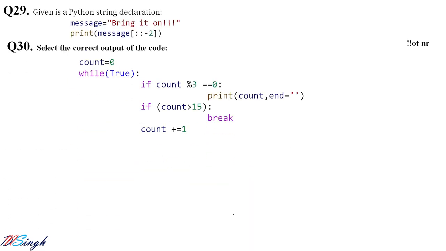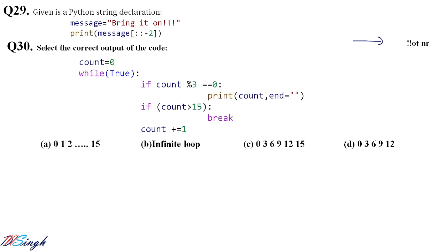Let us go for the next question. Again slicing you will have. There is an answer, you can go for it, and it is a very simple one. Let us see this one. While true, infinite loop, and if count mod 3 is equal to 0, what will be the output? If count is greater than 15, then break. One thing is sure, we are going to update the count one by one, and it will reach 15 at some point of time, and this loop gets broken. So infinite loop will not be the answer.